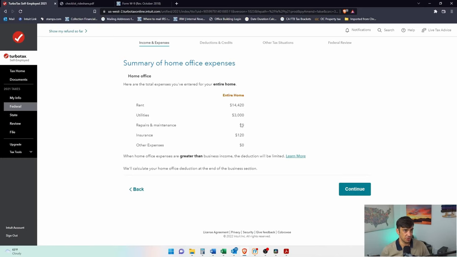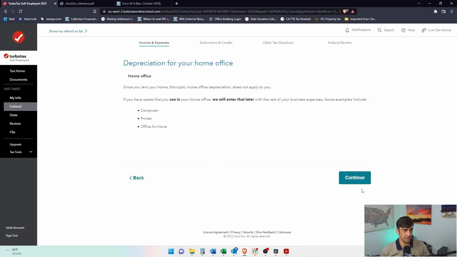There's our expenses. So we're going to add all that up times 12.5%. Depreciation for your home office computer. So let's say I definitely have a computer.